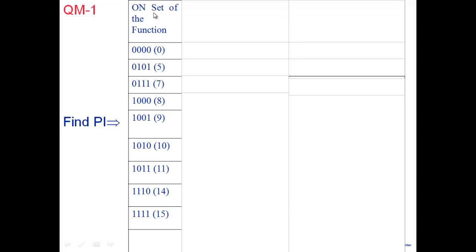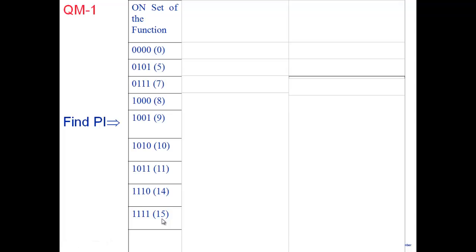So this is the onset of a function. I have a 4 variable Boolean function. And these are the terms, these are the implicants for which my output is 1: 0000, 0101, 0111, 1000, 1001, 1010, 1011, 1110. So for all these terms, my output is 1. Obviously we give them names by their decimal equivalents: 0, 5, 7, 8, 9, and all that helps.